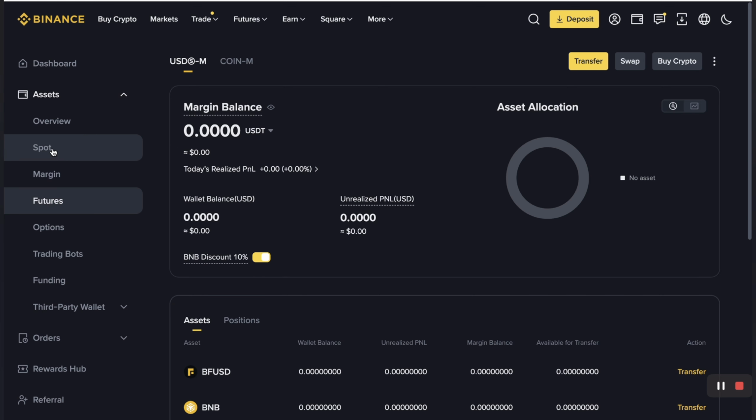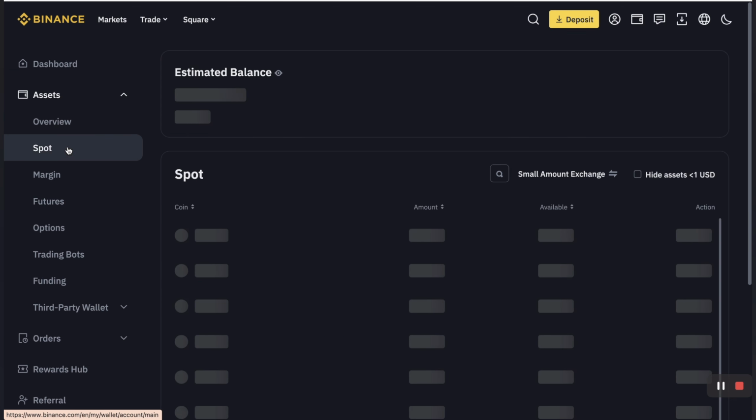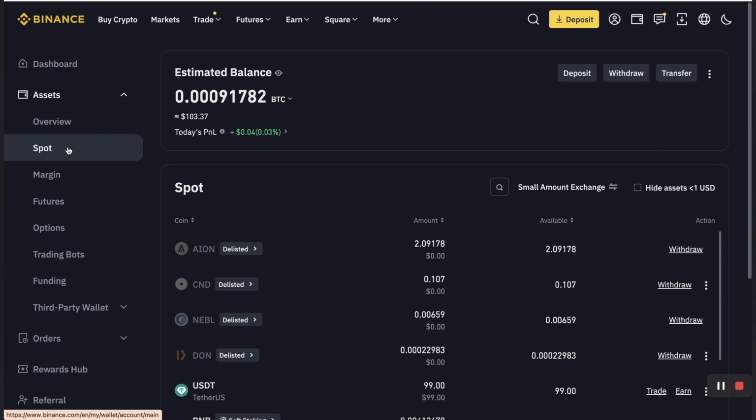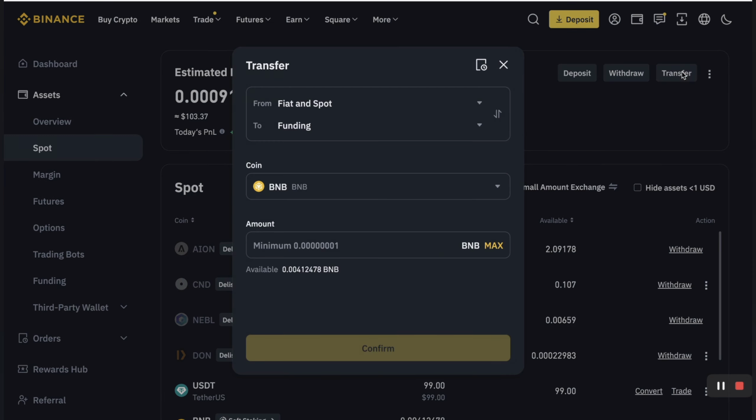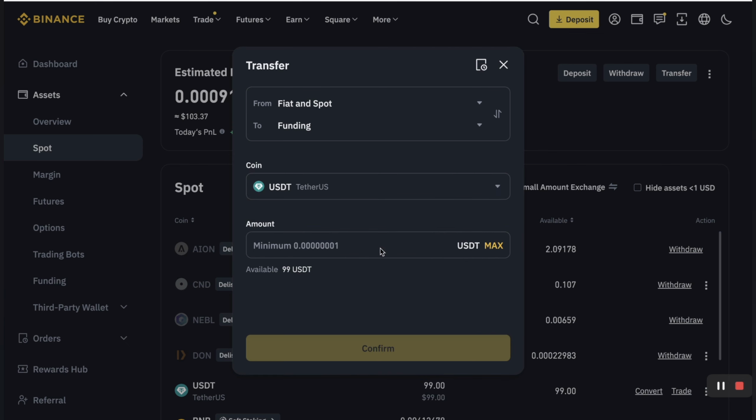So let me just go to spot. This is spot. All right. Let's say I have money on my spot. How can you do the transfer right now into your futures account? You have to just come to this particular area called transfer. You can see, you click on transfer. Then you see something like a coin. You select USDT. Then you want to select, can you see, you have to select from spot to what? Click on this area. You select from spot trading.